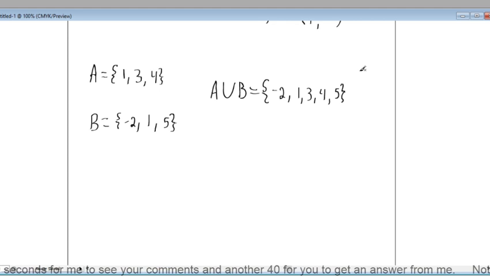Now notice that both of them have the number 1. They share that in common. However, I did not list that twice because it doesn't need to be there twice. As long as it's represented, then it's there in the set. You don't need to list numbers multiple times in sets.